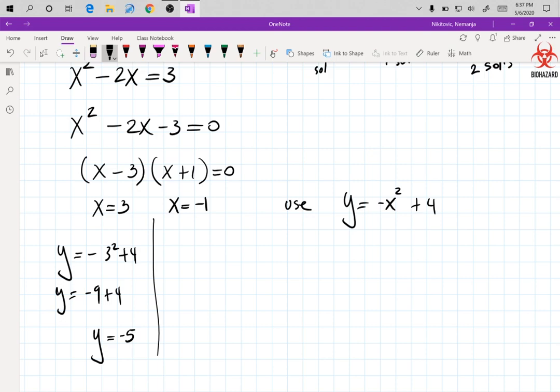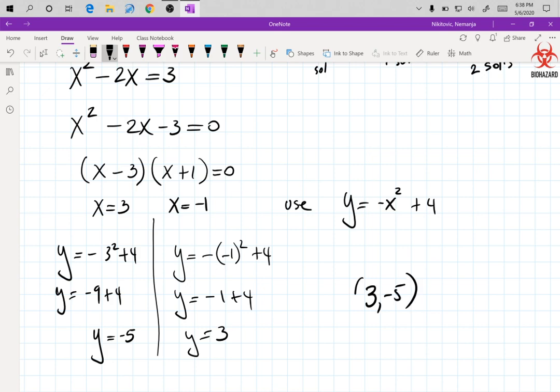And this one is y equals negative 1 squared plus 4. That's negative 1 plus 4, which is 3. So we have (3, negative 5) and (negative 1, 3). Ta-da!